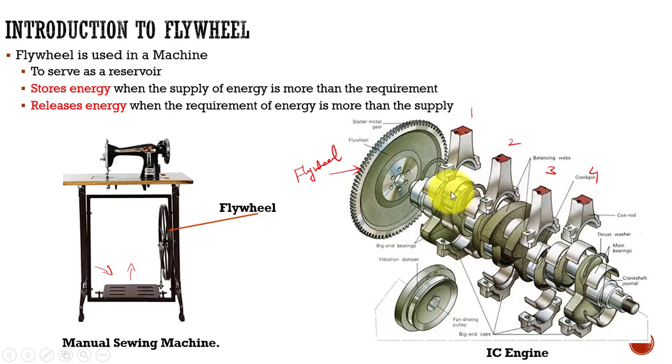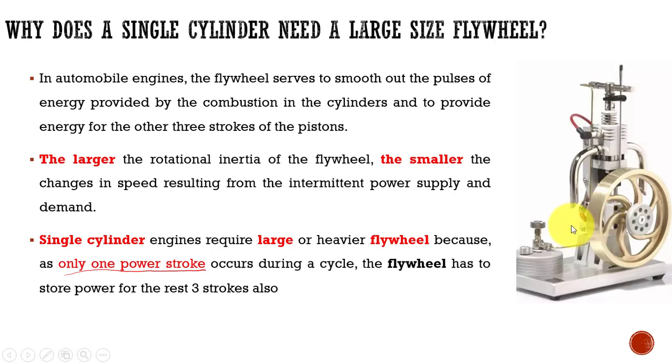So the energy loss will not happen as in a single cylinder engine, because in a single cylinder engine it will just lose the energy if you don't have a flywheel, since only during the power stroke you get the excessive energy. It has to be consumed by the remaining strokes in a cycle, because there is no other cylinder to fire so that energy can be produced. So in a single cylinder engine, since we have only one power stroke during a cycle, the same energy has to be given up to the other strokes, so we need a larger size flywheel.